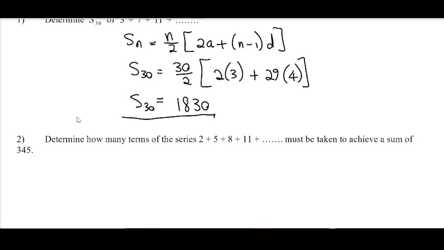Let's do a slightly different one. This is actually asking how many terms must we take of this series to achieve a sum of 345. I'm going to write the formula down again. Always good practice to do that. Notice I'm not using the term formula. I'm using the sum formula. This is all about the sum. The formula looks like this.